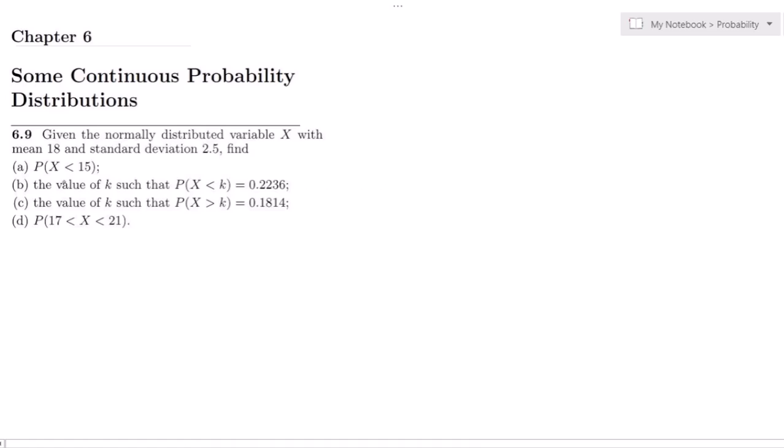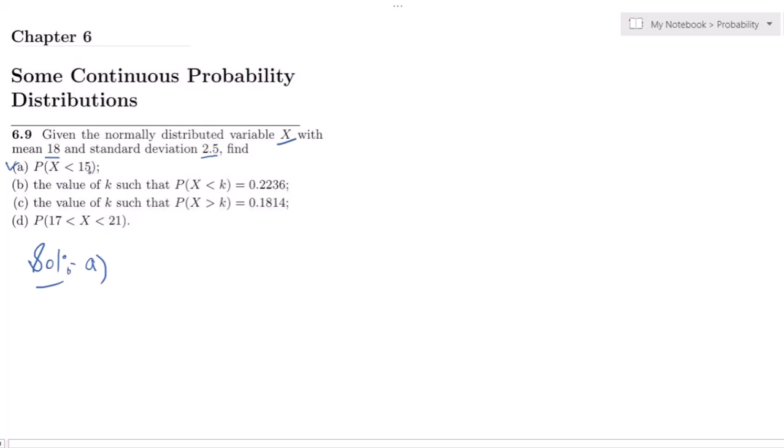Welcome back, guys. This is question 6.9 and the statement of this question is: given the normally distributed variable x with mean 18 and standard deviation 2.5, find the probability that x is less than 15. Okay, so let me solve part A first. Here we want to find the probability that x is less than 15.